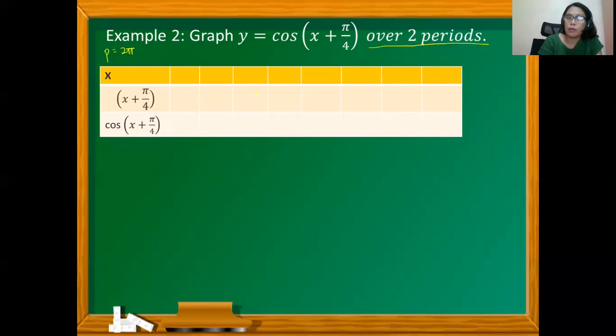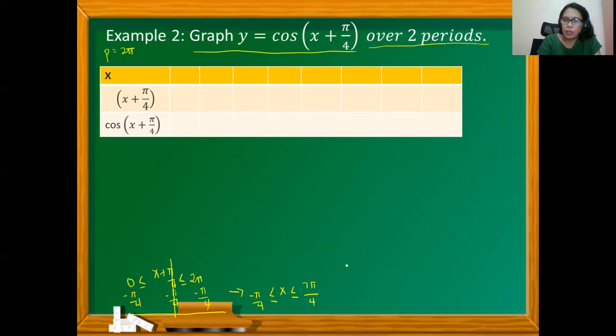Here, we're going to solve the inequality: x plus pi over 4 is less than or equal to 2 pi, but greater than or equal to 0. And we will subtract pi over 4 to eliminate this pi over 4. So this will be cancelled. As a result, we have x less than or equal to 7 pi over 4, which is greater than or equal to negative pi over 4. So meaning, class, one interval period for the graph of number 2 is from negative pi over 4 to 7 pi over 4.